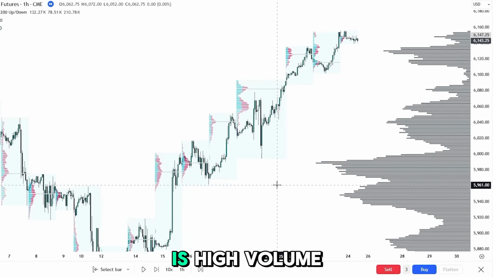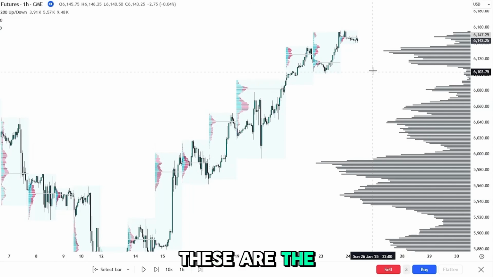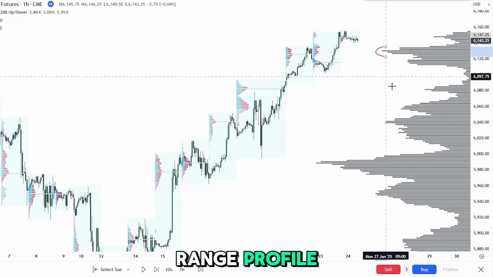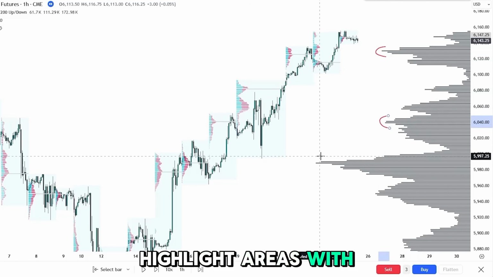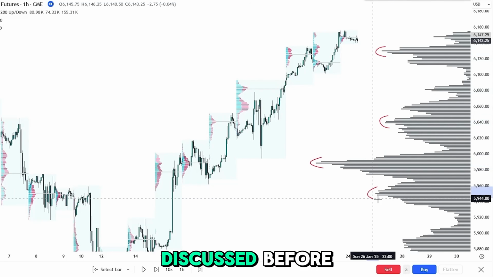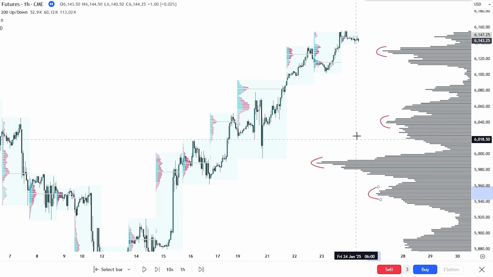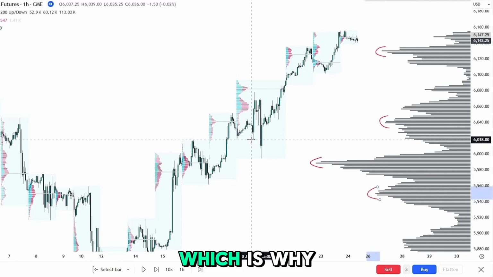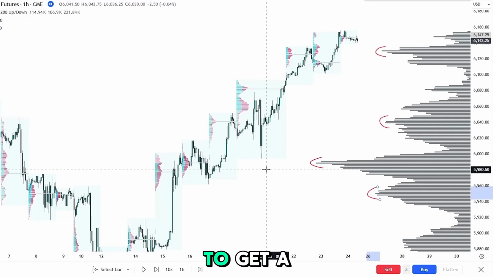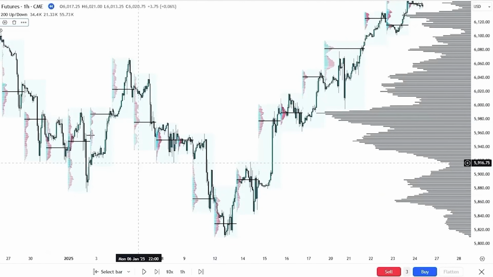The second component is high volume nodes. These are the large volume bars on the visible range profile, and these will highlight areas with a lot of trading activity, as we discussed before. These are also extremely important, and they usually coincide with the POCs, but not always, which is why we have to combine both of them to get a more accurate picture. Now let's move on to drawing them.